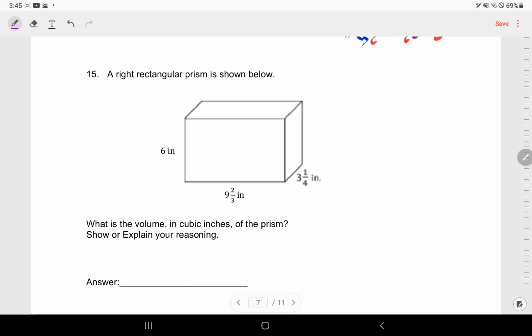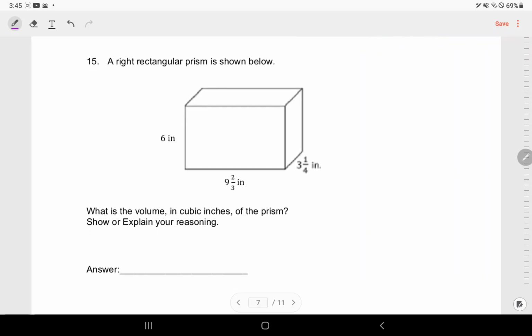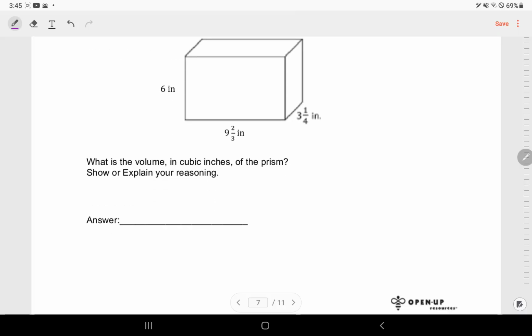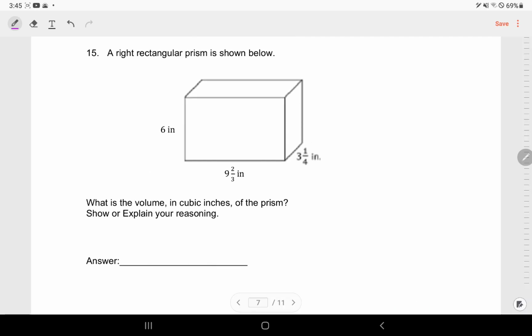Okay, for 15. A rectangular prism is shown below. What is the volume in cubic inches of the prism? Show or explain your reasoning. Well, volume is length times width times height. So that's 6 times 9 2/3 times 3 1/4.